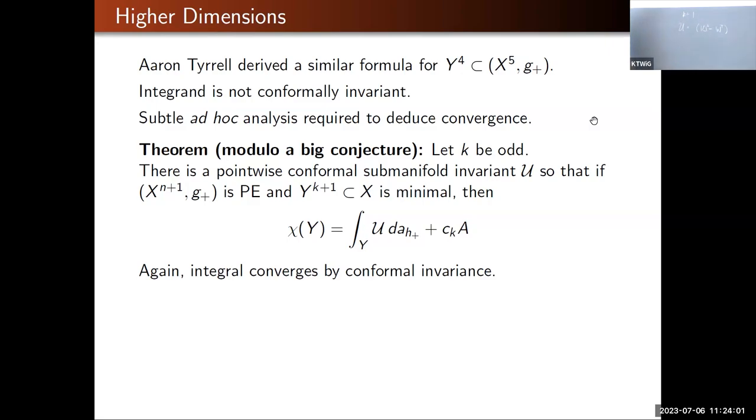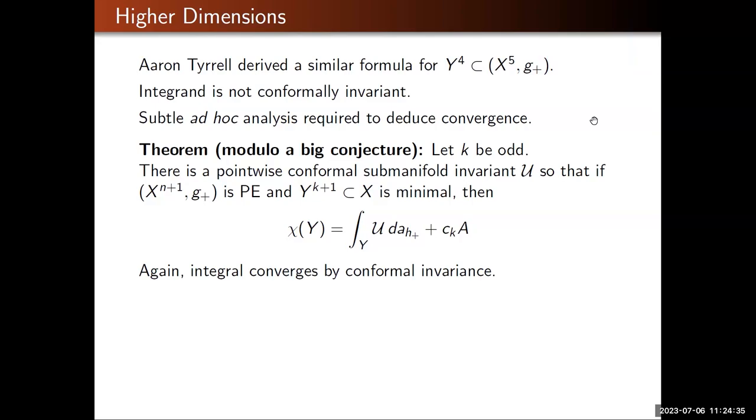Exactly. In higher dimensions, this is going to get more and more complicated, and it's going to involve derivatives of curvature, derivatives of the second fundamental form. But the point is, it's conformally invariant. It depends on the submanifold geometry, but if you rescale the background metric, it's conformal. And that's what makes the integral converge. It scales by a factor that exactly matches the scaling of the area. So the integral is an absolute number.